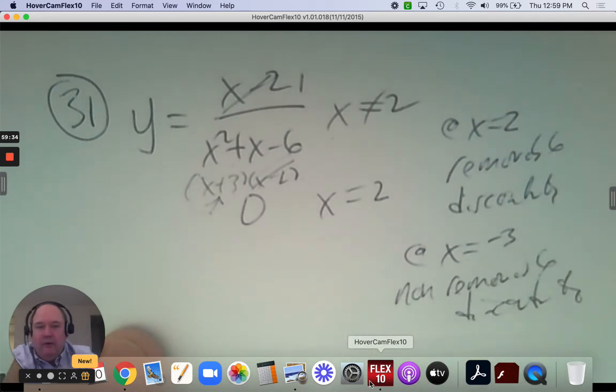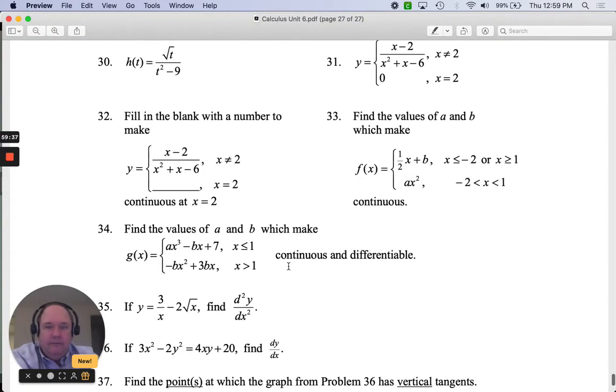All right, number 32. We're getting there, I promise. Fill in the blank with the number to make that continuous at x equals 2. All I need to do is plug this 2 into the top, and 2 take away 2 is 0. So 0 divided by that, the only number there that would make it continuous is 0. That's the answer to number 32, because 2 take away 2 is 0, divided by who cares is 0. If this was 0, it would make it a continuous function.